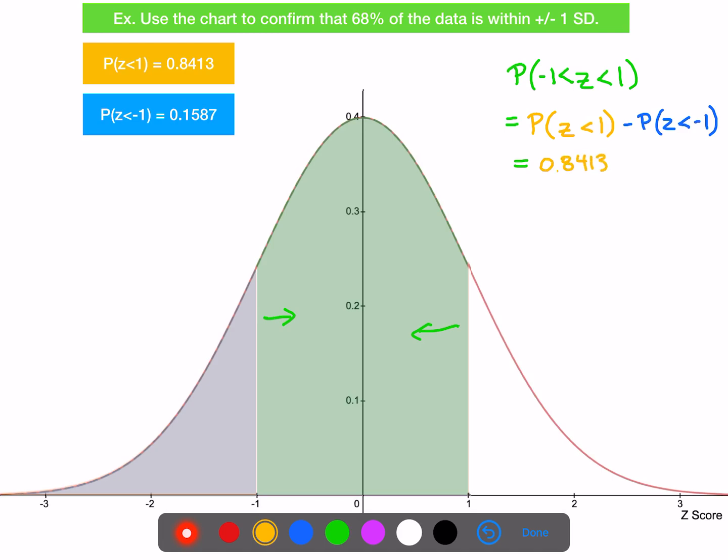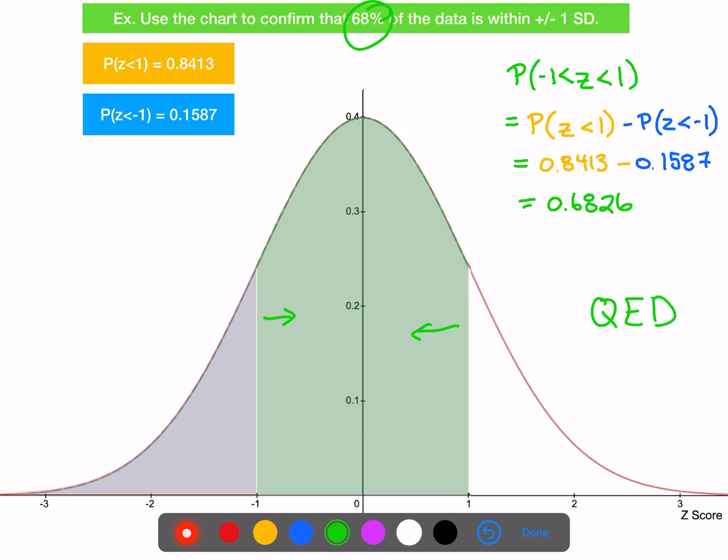We can now sub in our values. 0.8413 minus the blue, 0.1587. And when we subtract those, we end up getting 0.6826. Remember, we were trying to prove that it was 68%. So if we round that, that's 68%. Okay, so we have proven what we set out to prove. So QED. Latin for we have proven what we set out to prove.